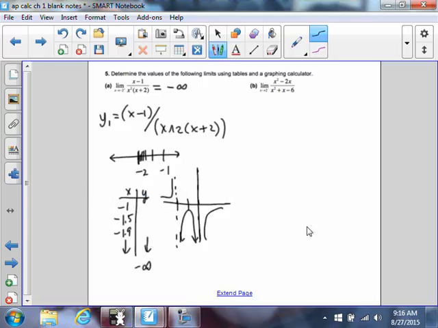Yeah, so what we're asking for as we approach 2 from the right, so it's this portion right here. So it's saying what y value do we go to? We go to -infinity. Does that make sense? All right, so let's try it on the next one.